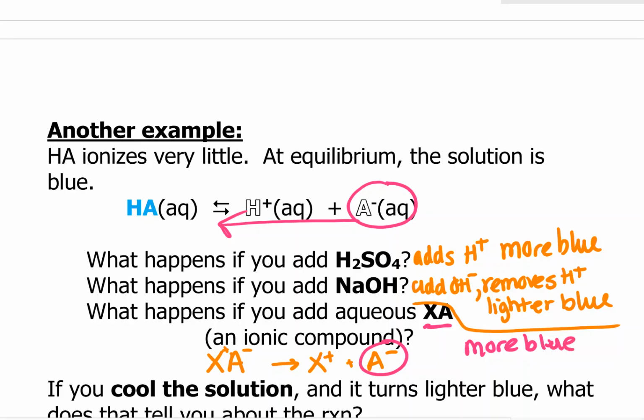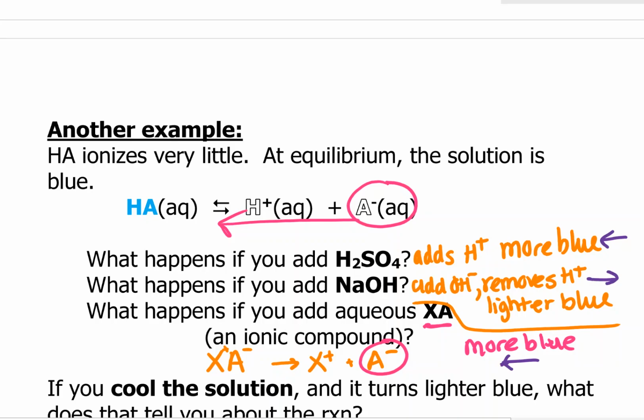Let's put in here which way these equilibriums are shifting. So this one was more blue, it's shifting that way. Lighter blue, that was shifting this way. Okay.